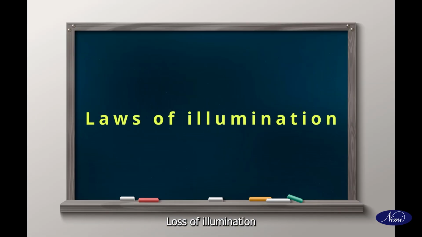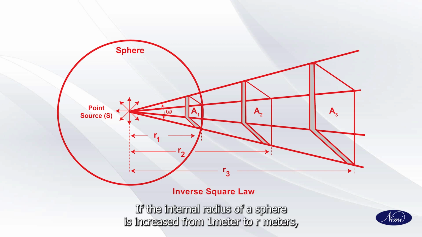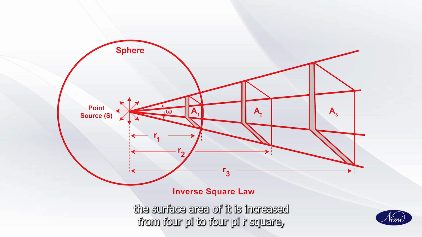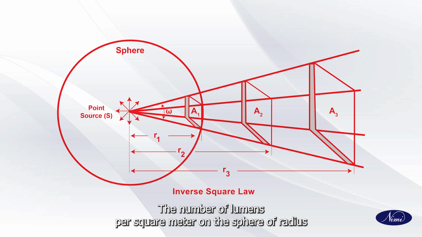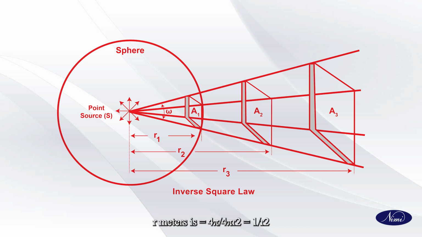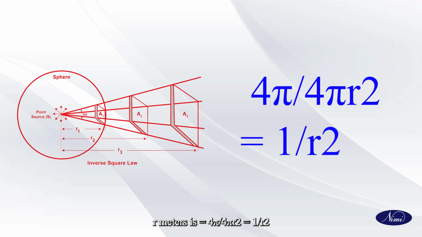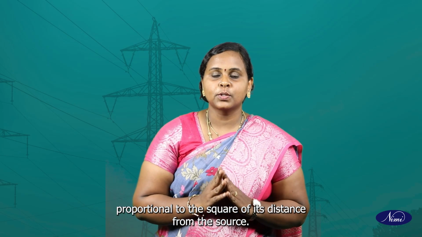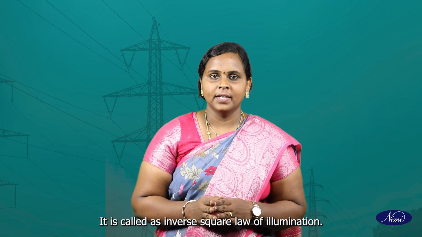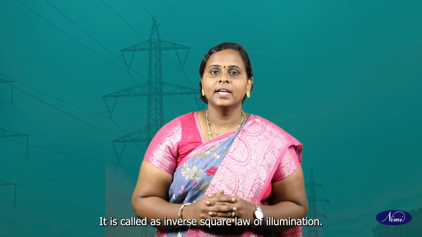Laws of illumination. Inverse square law. If the internal radius of a sphere is increased from 1 meter to r meters, the surface area of it is increased from 4π to 4πr², with a uniform point source of light of 1 candela at the center. The number of lumens per square meter on the sphere of radius r meters is equal to 4π by 4πr², which gives us 1 by r². Hence, the illumination of the source is inversely proportional to the square of its distance from the source. It is called the inverse square law of illumination.